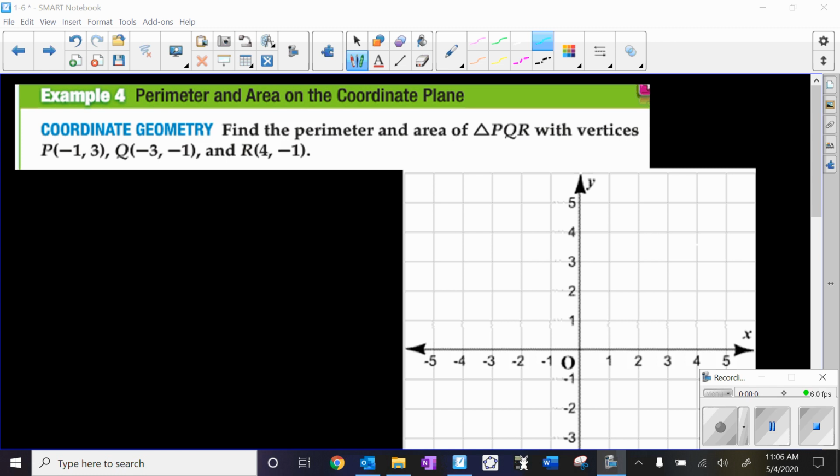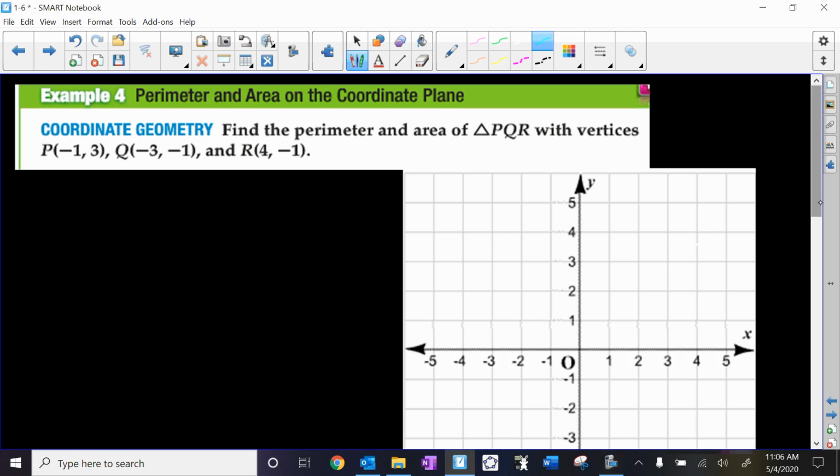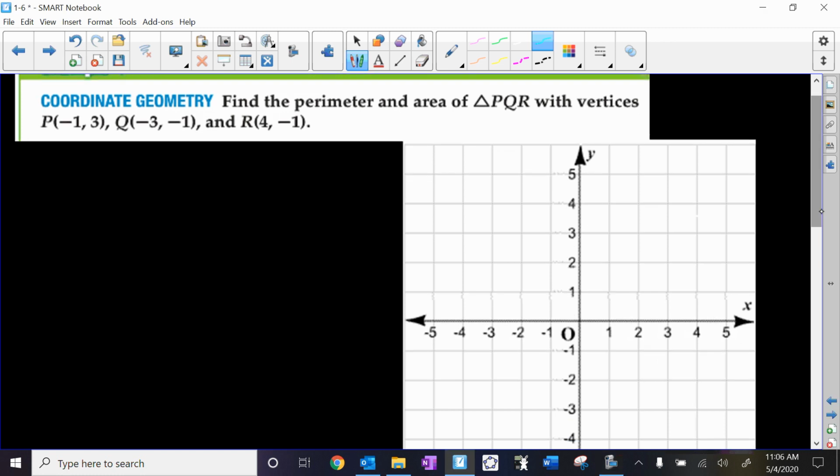Finally, we're going to find the perimeter and area of a polygon on a coordinate plane. So we'll do one example on here. I've got a triangle PQR with the vertices at that location. So I'm going to plot those first.